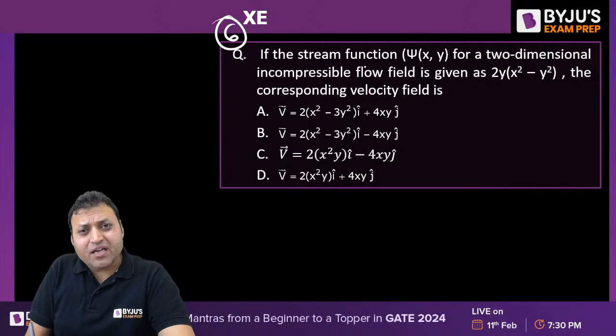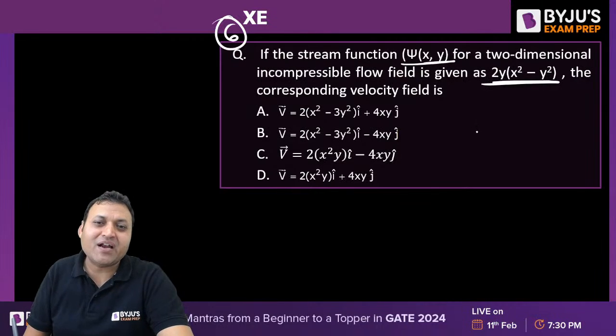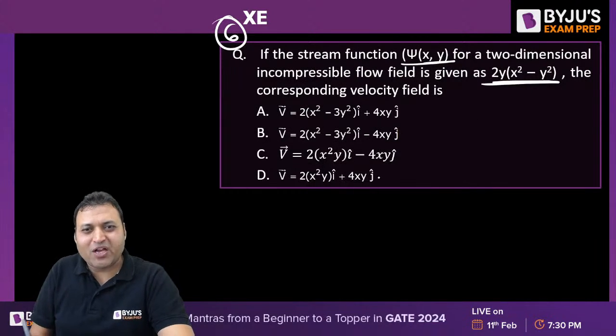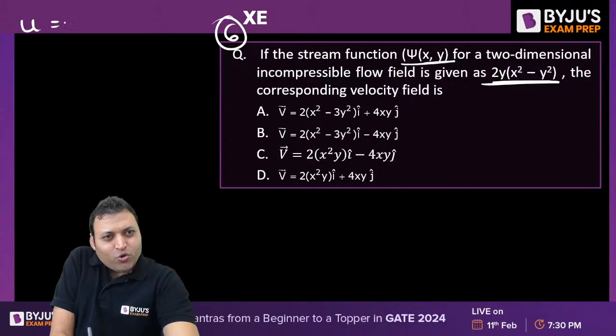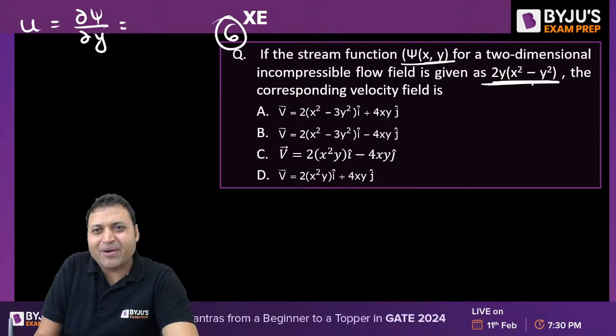So the next question: if the stream function for a two-dimensional incompressible flow field is given by this expression, psi equals 2yx square minus y square, what is the corresponding velocity field? Can you solve it? You must be knowing u is equal to del psi by del y. What is del psi by del y?